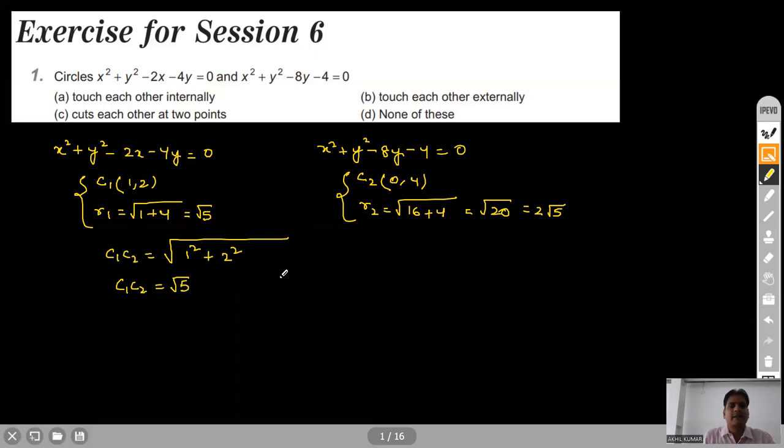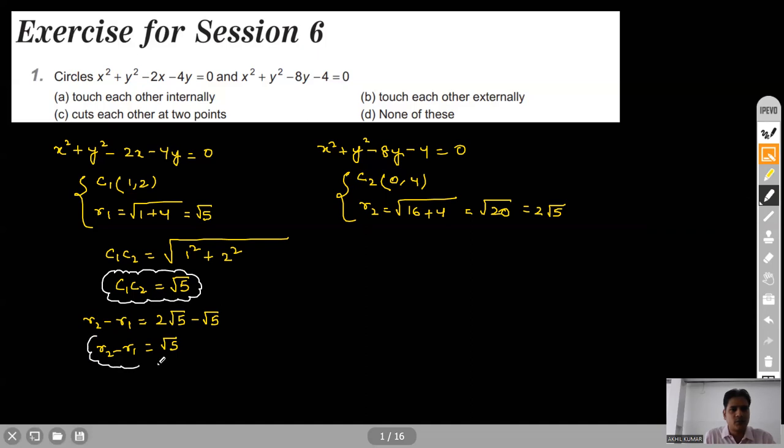And what will be our R2 minus R1? R2 minus R1 will be 2 root 5 minus root 5. So R2 minus R1 is also coming as root 5. Is it okay? We got R2 minus R1 as root 5, and we got the distance between the centers of the circles as root 5. Means both these are equal. So what does it imply? It implies that both the circles will touch each other internally.